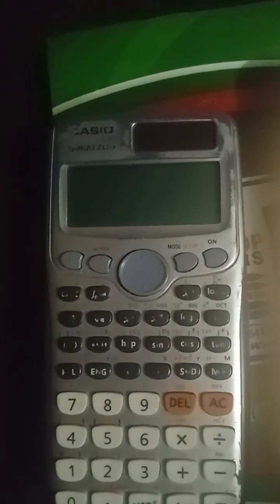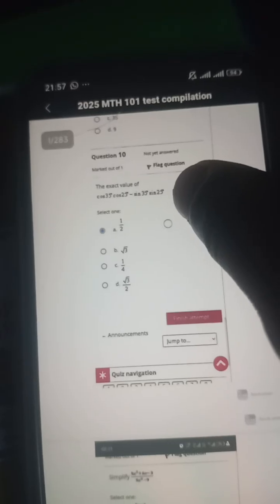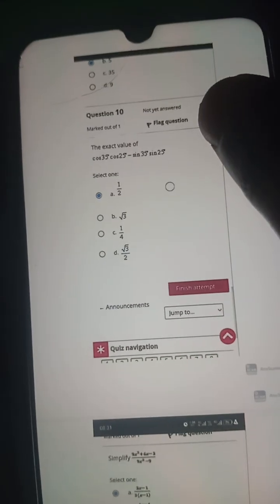So in this video, I'm going to explain to you how you can use a calculator to solve questions. In Math 101, all you need to know is how to solve questions using a calculator. A calculator can solve virtually all your questions. So look at this first question: the exact value of cos 35 cos 25 minus sin 35 sin 25 is.